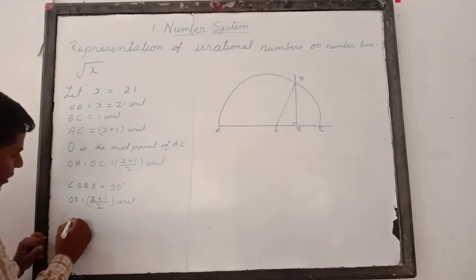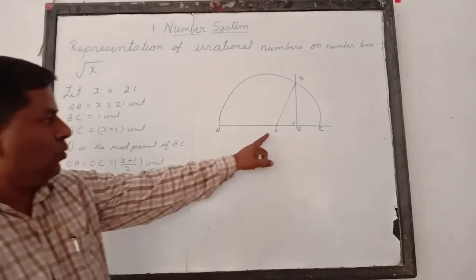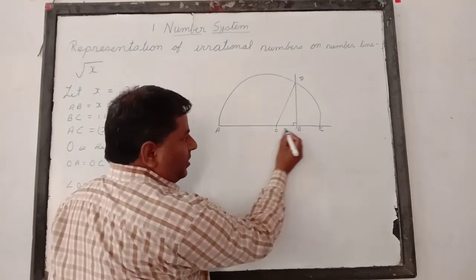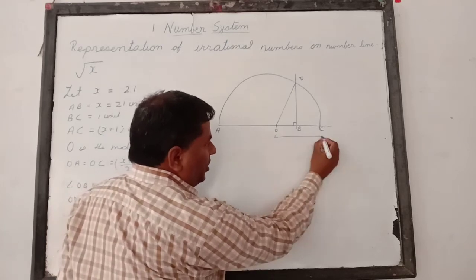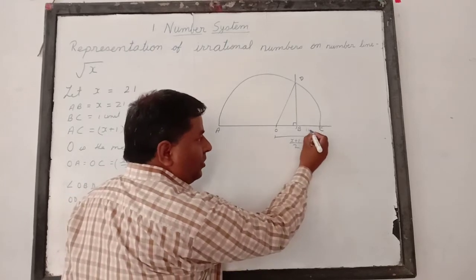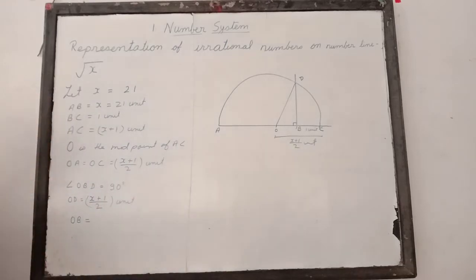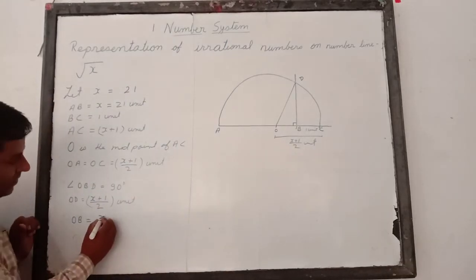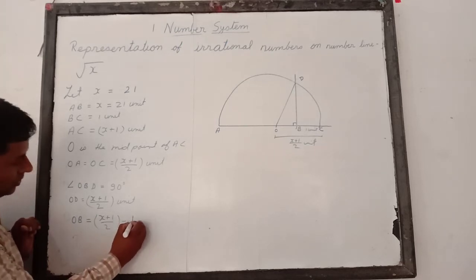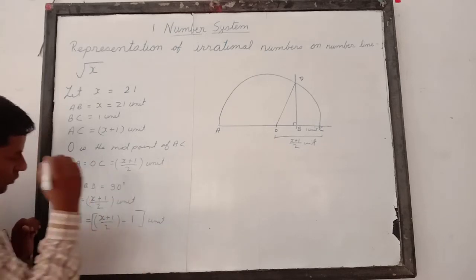Now can you find the value of OB? What is OB? See, OC is x plus 1 by 2 unit and BC is 1 unit. So that means what will be the value of OB? So OB will be equal to x plus 1 by 2 minus 1 unit. So we can simplify this.